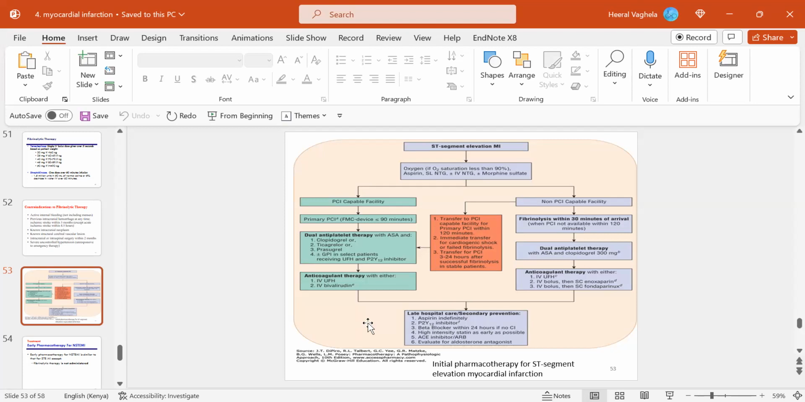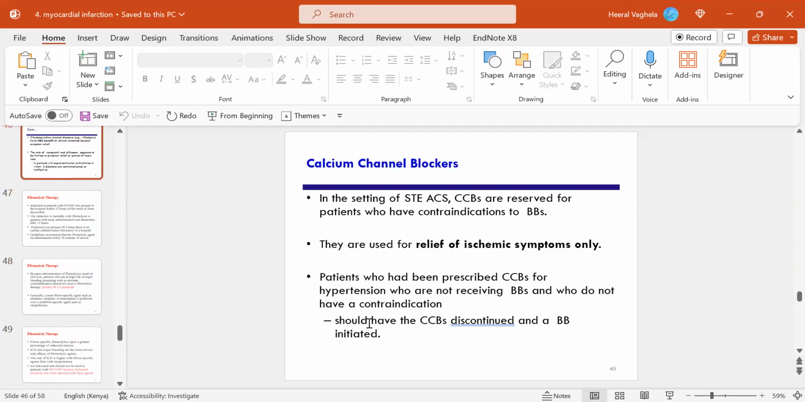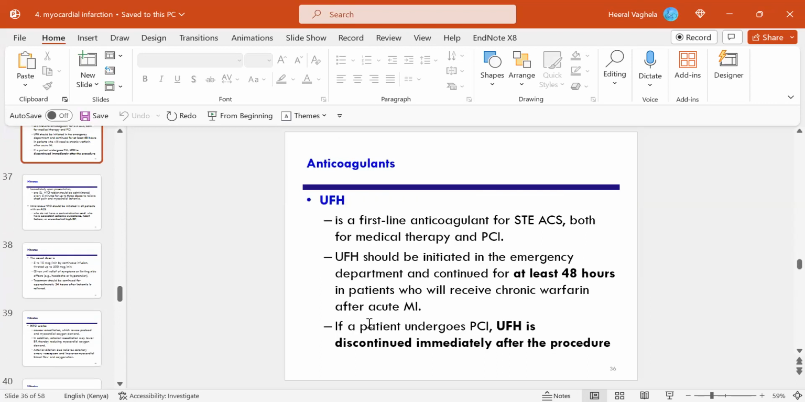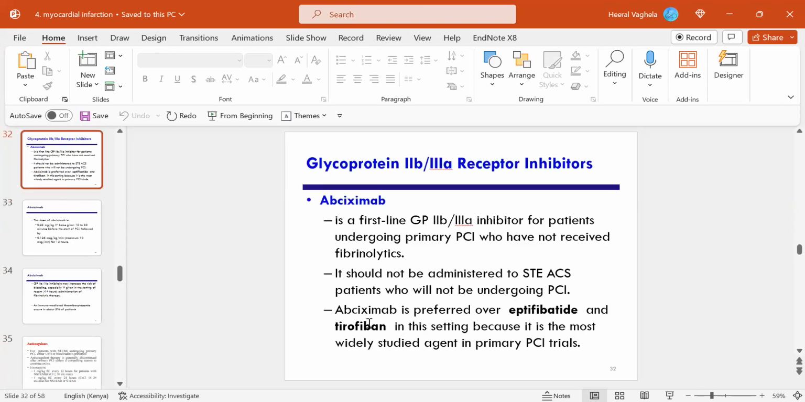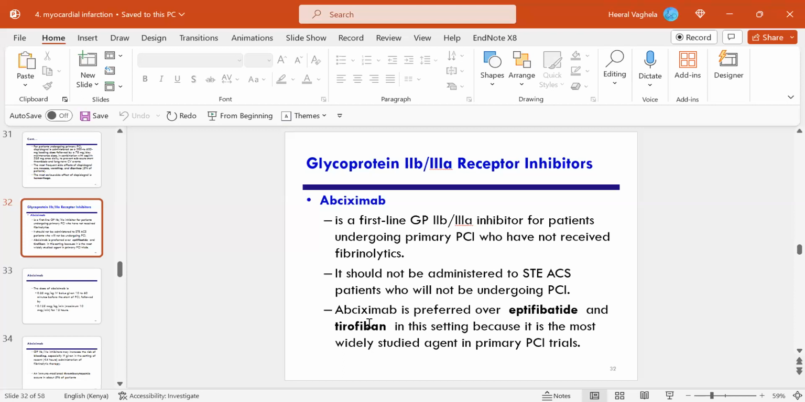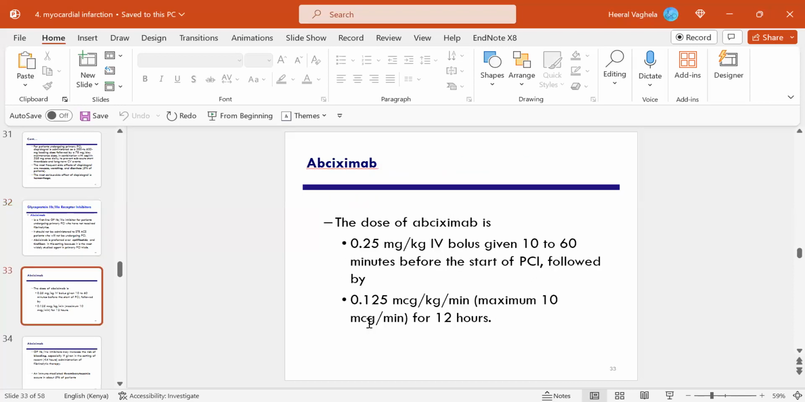And one more thing for this. So the glycoprotein 2B/3A receptor inhibitors, you give them when the patients are undergoing PCI and they haven't received any fibrinolytics. This is the choice when fibrinolytics are not given.